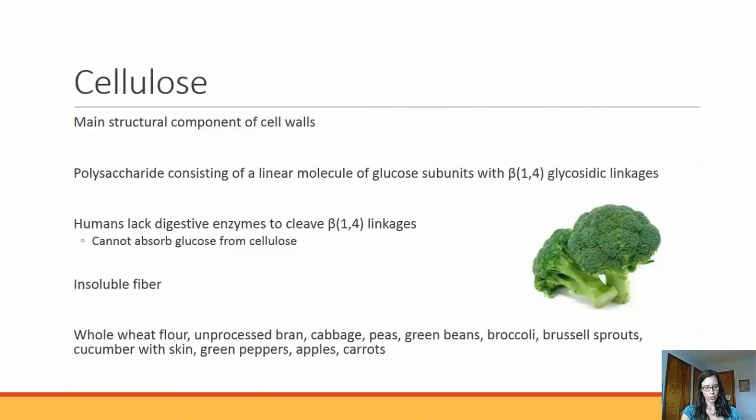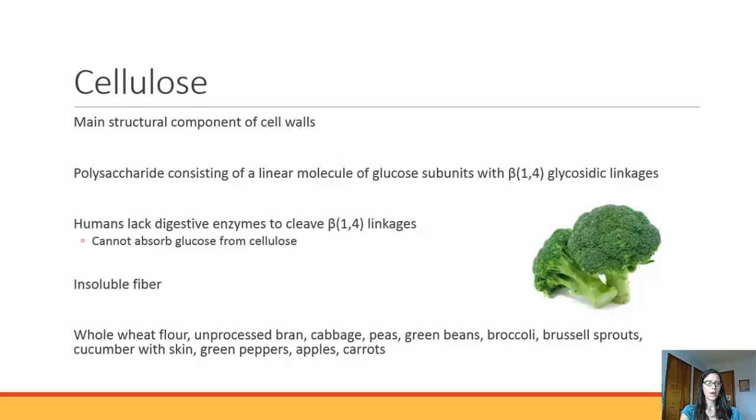Okay, so we have cellulose, which we know is the main component of plant cell walls, and we can see that it has beta-1,4 glycosidic linkages, which we know means that we cannot break it down with our endogenous enzymes, and instead we need our bacteria in our colon to break it down for us. And cellulose is an insoluble fiber.